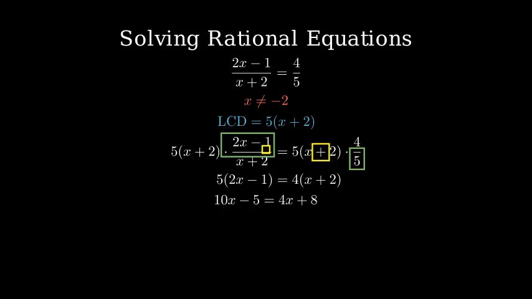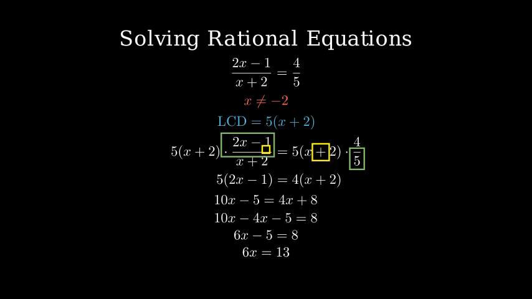On the left, we get 10x - 5. On the right, we get 4x + 8. Now we can solve for x using standard algebraic techniques. First, let's subtract 4x from both sides to get all terms with x on one side. This gives us 6x - 5 = 8.